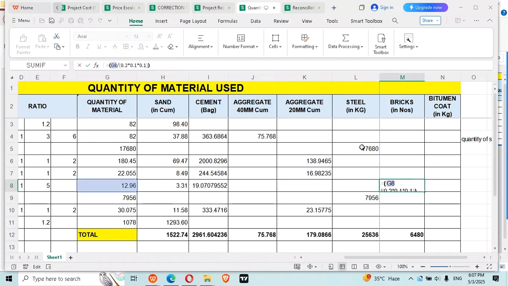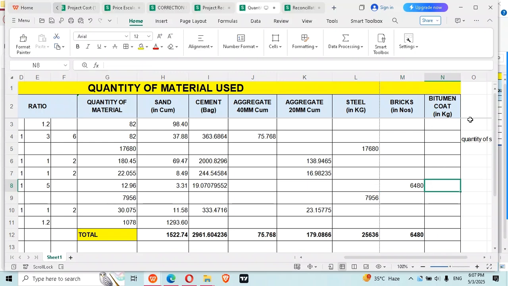Then I'm coming to calculate the bricks for one line brickwork. So you have total quantity 12.96 divided by volume of one brick with mortar, 100 mm, 100 mm, 100 mm. Understood? So you will get the number of bricks.